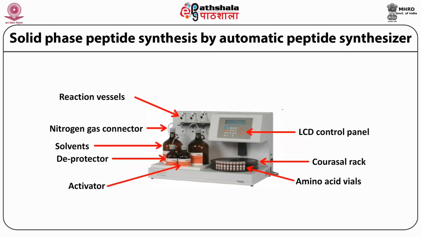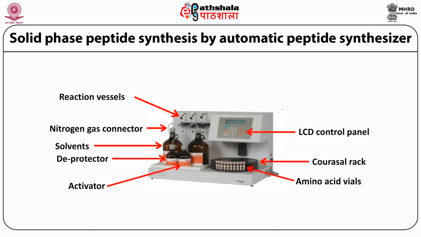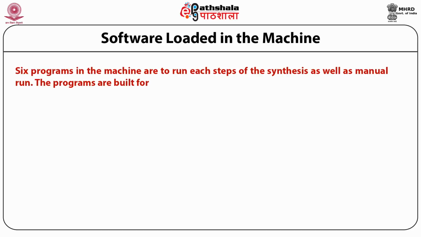And this is the LCD control panel where all the programs are monitored for the peptide synthesis, like washing, deprotecting, activating and coupling. This is the carousel rack. There are 45 positions which contain amino acid vials for the reaction of peptide synthesis. Software is loaded in the machine. There are 6 programs in the machine to run each step of the synthesis as well as manual runs.